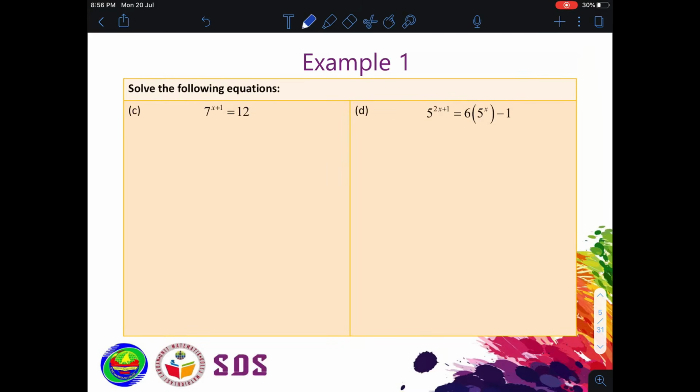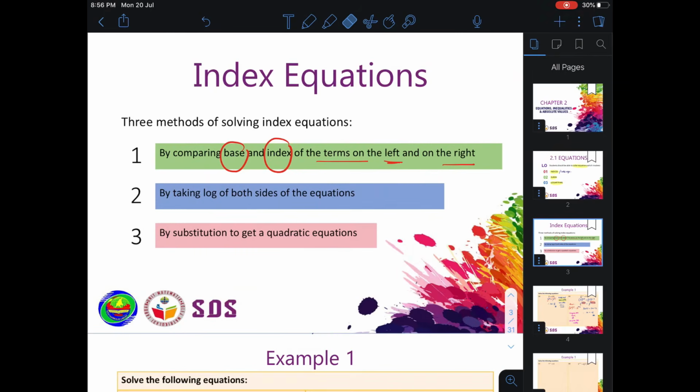So in question C, you have 7 to the power of x plus 1 equals 12. Now, please look at this base, 7 and 12. Do you see any common number that can be changed for both sides? 7 and 12. Can you? Oh my god, what kind of number can I change to get the same base on both sides? No, I can't. So whenever I can't, meaning I have to look at the second method.